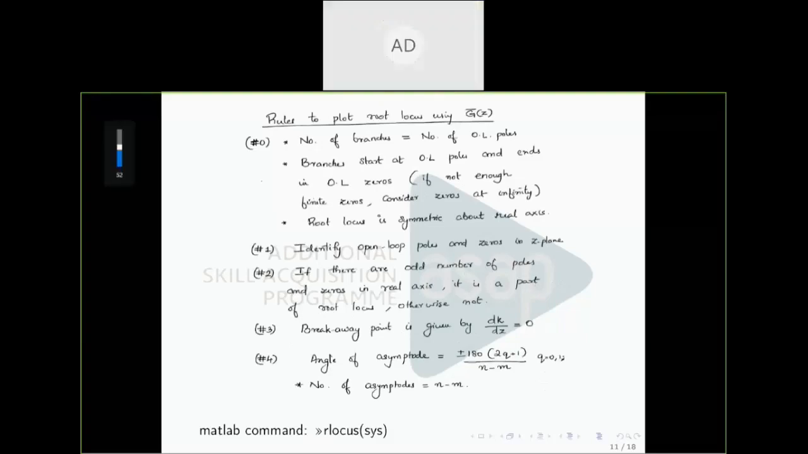The first one is: what are the advantages and disadvantages of digital control systems? Sorry, can you repeat? What are the merits and demerits of digital control systems? Okay.